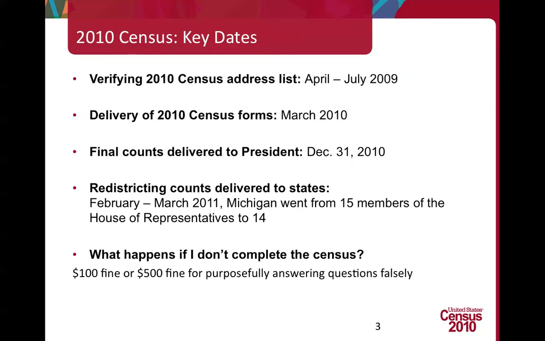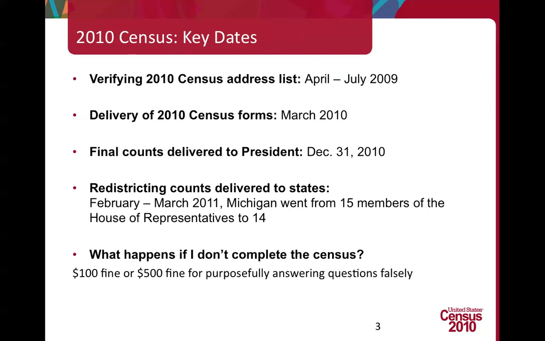If you choose not to fill out the census, you could have a $100 fine or a $500 fine for purposefully answering questions falsely. So if you don't complete it, or if you switch your answers, there are penalties for doing that. And, if they're asking you to fill out your name, you have to do it.